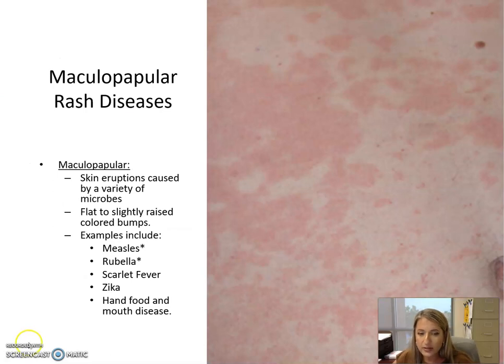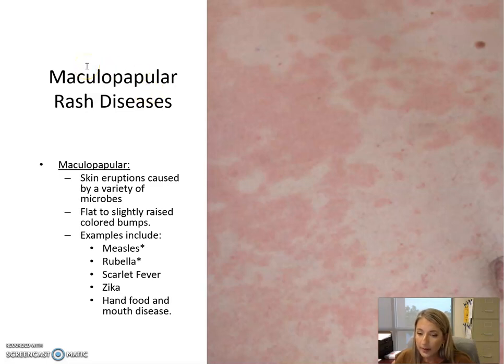All right, so we're going to be talking about various different skin infections. And one of the predominant signs that we see with skin infections is the presence of some type of rash. So we're going to talk throughout the lesson about 3 different types of rashes. Maculopapular being the first type. We're also going to talk about vesicular rashes and pustular rashes.